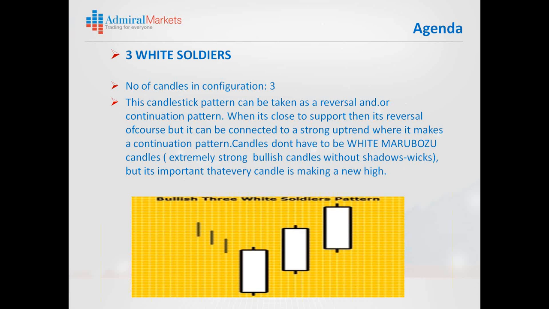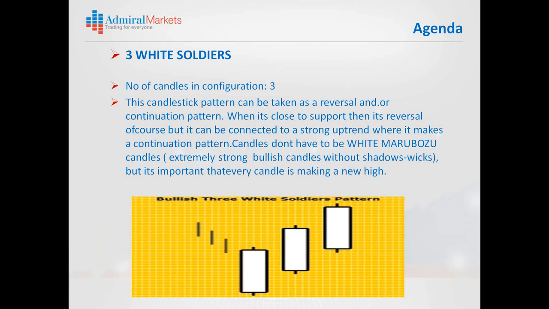On this slide, you can see that all those three candles are Marubozu candles. They don't have wicks or have a very small wick. But we can also have three white soldiers with some wicks. It's important that every candle is making a new high. So if it's close to support, then it's a reversal pattern.